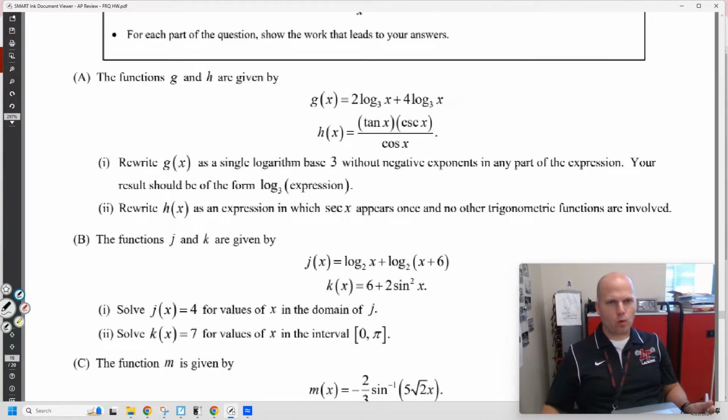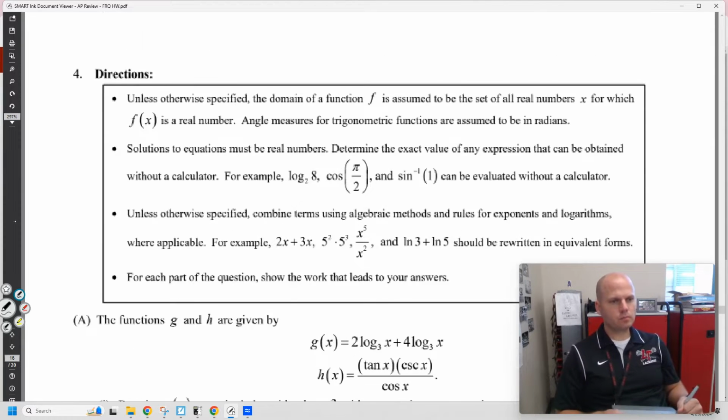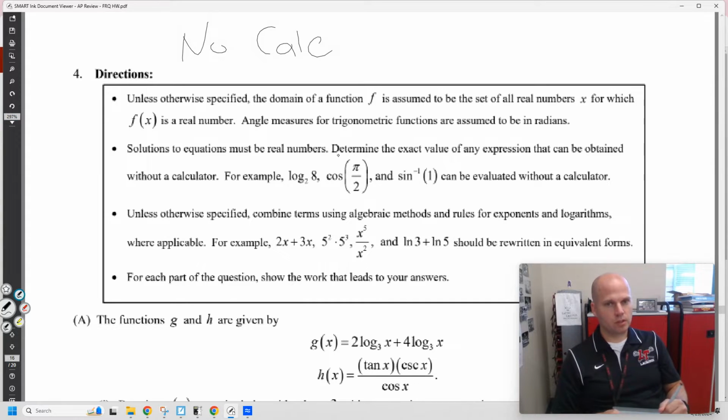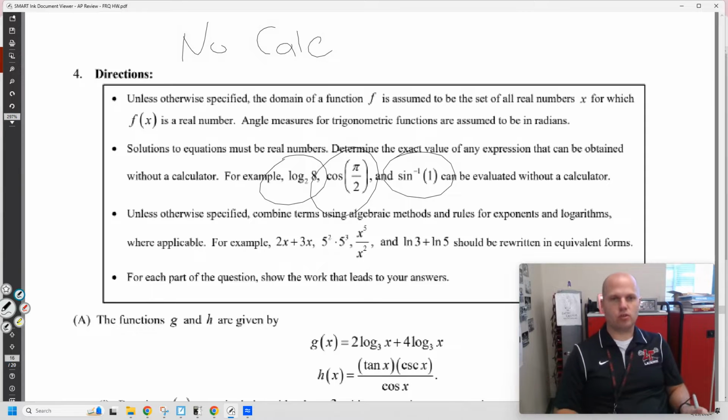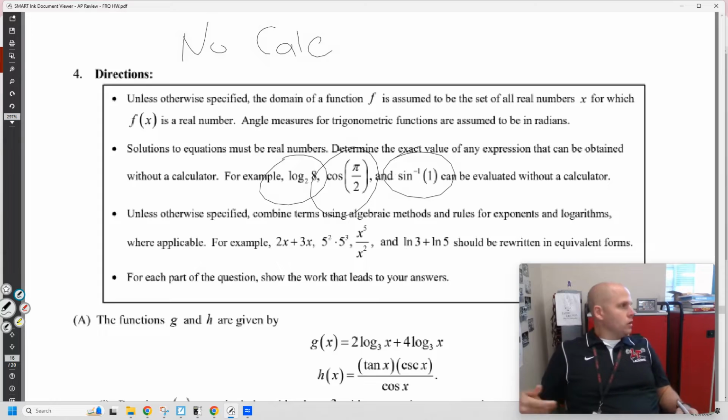All right, question number 4, no calculator. Very specific directions. You need to simplify answers. So you're not allowed to leave log base 2 of 8. You got to know that's 3. You got to know the cosine of pi over 2 is 0. You got to know the sine inverse of 1 is pi over 2.